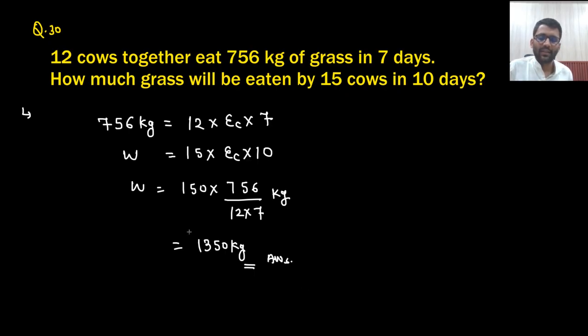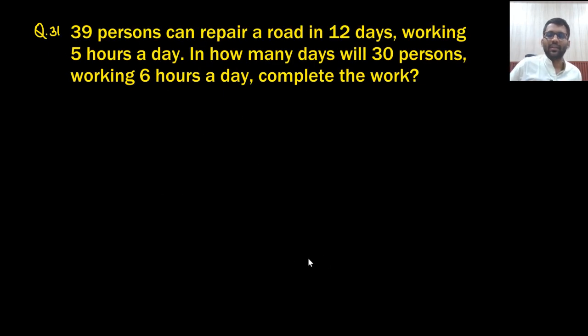Okay, very easy. With the conventional approach, it becomes very easy. Let's see the next one. 39 men can repair a road in 12 days, working 5 hours a day. In how many days will 30 men working 6 hours a day complete the work? So in these kinds of problems, if we go with the conventional approach, it would be easier for you. Because what is the work? The same work is there. Here it's not that one guy is doing this much and another guy is doing that much. A group of people are there, right?